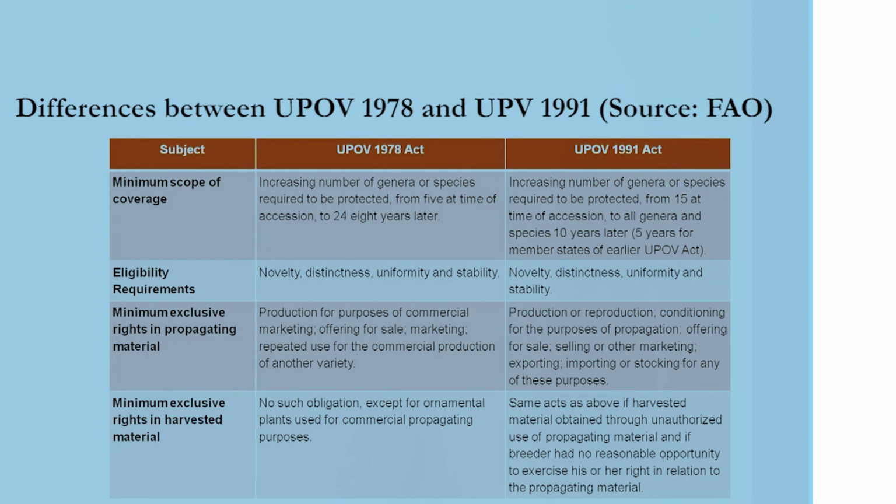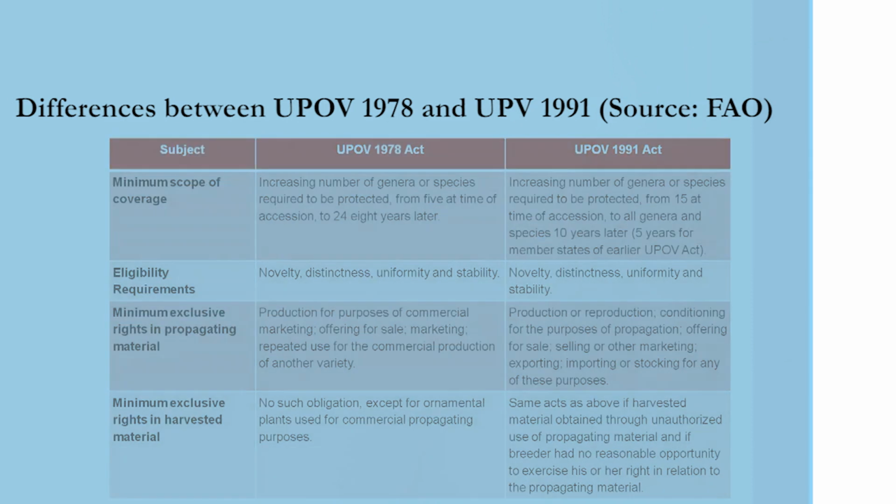Minimum exclusive rights in harvested material: no such obligation except for ornamental plants used for commercial propagating purposes. Same acts in case of 1991, if the harvested material is obtained through unauthorized use of propagating material, if the breeder has no reasonable opportunity to exercise his or her right in relation to the propagating material.